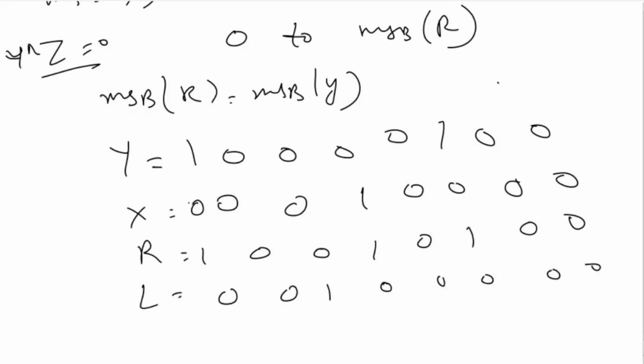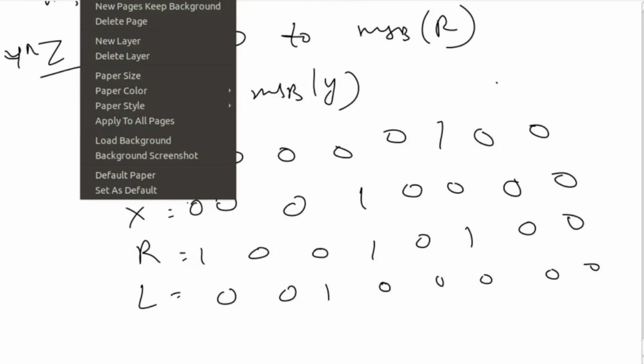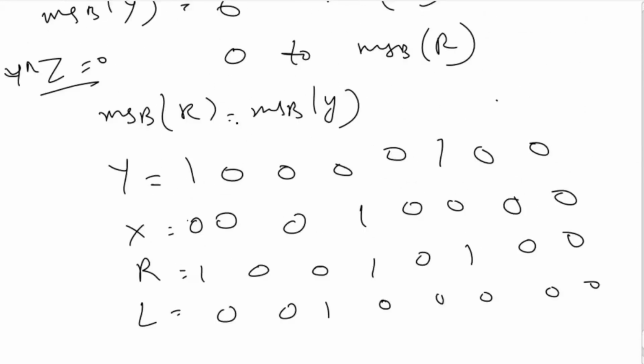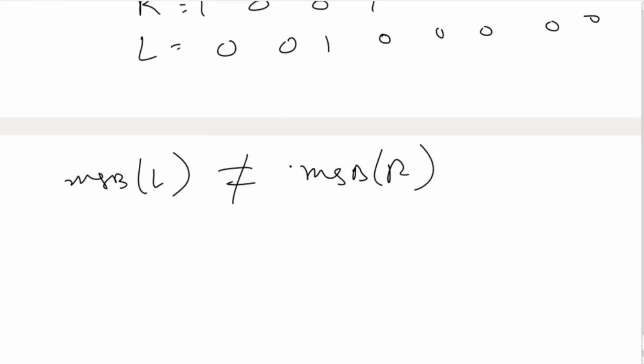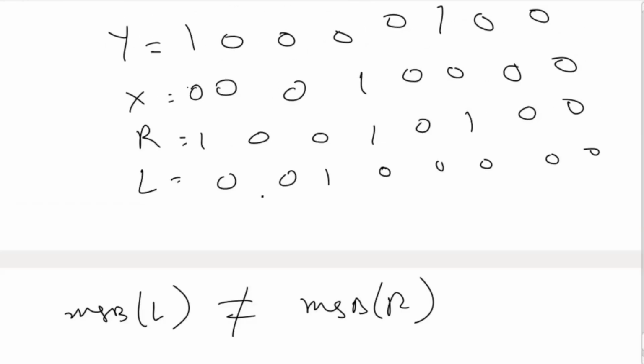So let me go to another page. So now you can see that in this case MSB of L is less than MSB of R, that is, they are not equal. MSB of L is not equal to MSB of R. So now we can divide this into 3 cases.